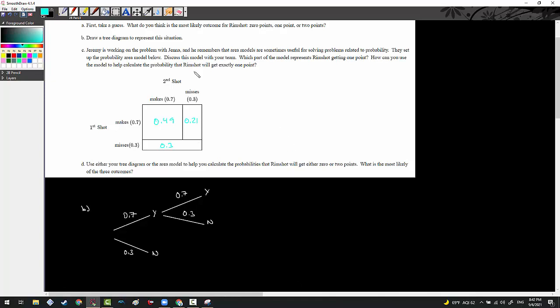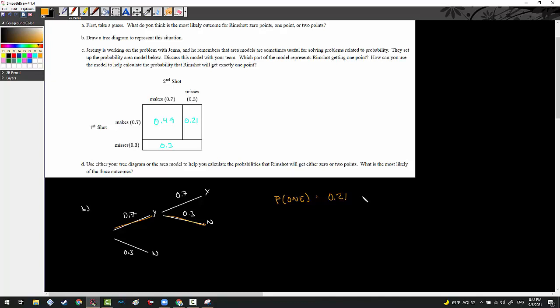And that is dictated by a yes and a no, so that would be a makes and misses intersection here. So the probability of 1 point is going to be 0.21. Now you could have gotten that from the area model, which was the intersection of the 2 lines, or you could have multiplied the probability of yes and then no, giving you 0.7 times 0.3, 0.21 or 21% chance that he's going to get only 1 point.